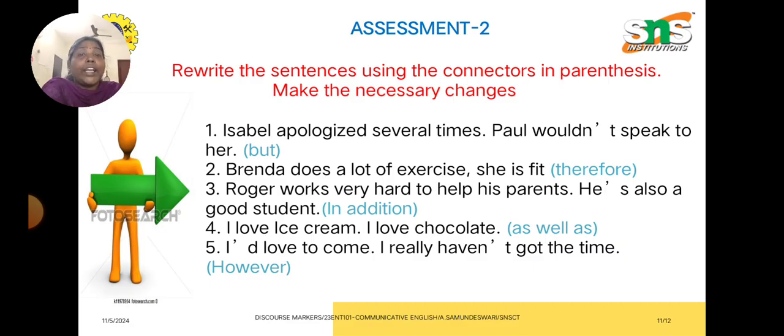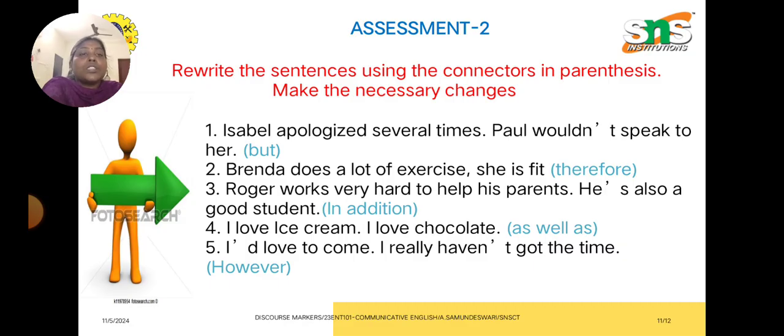When you're writing an answer for the cause and effect sentence, if you're not arranging the cause and effect properly in a sentence, it doesn't give a meaning at all. For instance, just to take an example, she is fit, therefore Brinda does a lot of exercise. In the sense, it's a bit difficult to get the meaning of it.